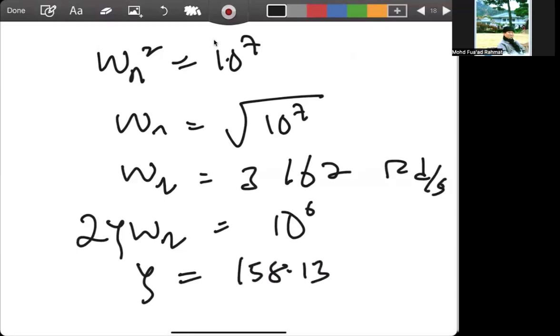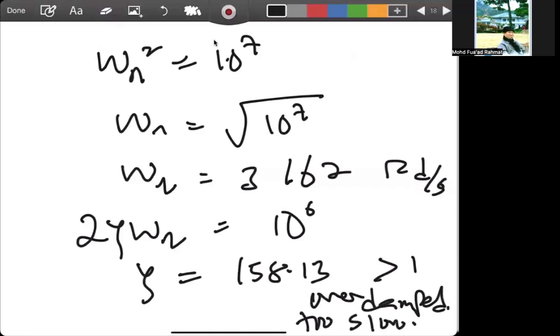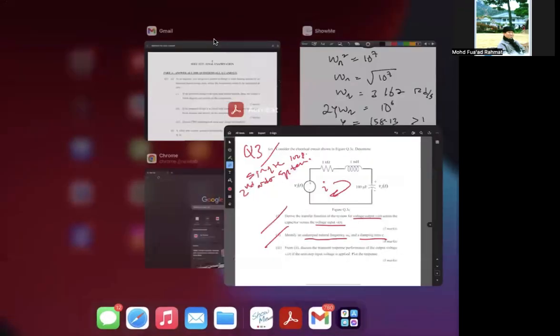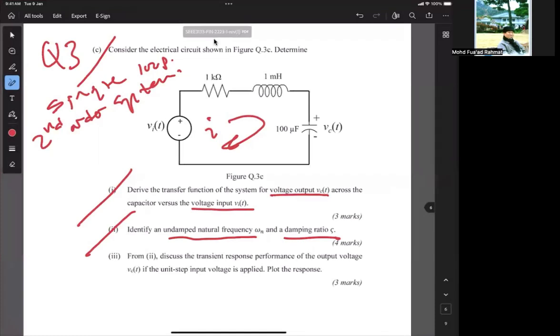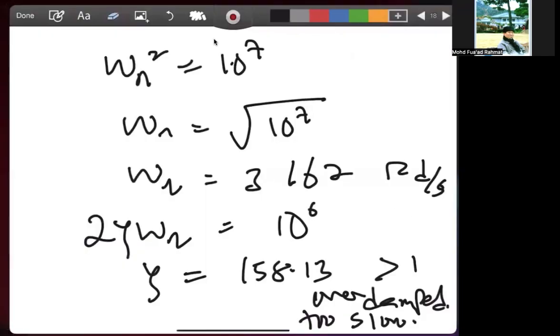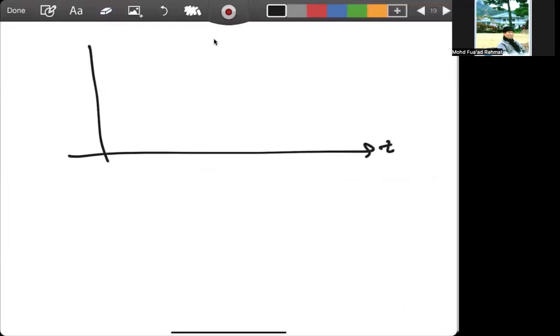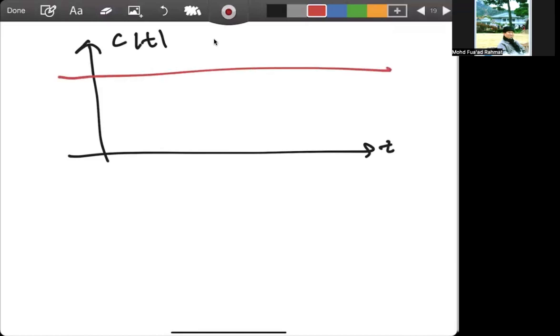Okay, so it is overdamped. Too slow, too slow. So overdamped meaning that the response is too slow. So the response is too slow. Okay.